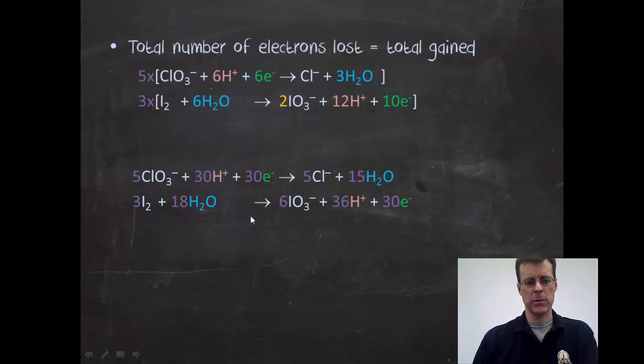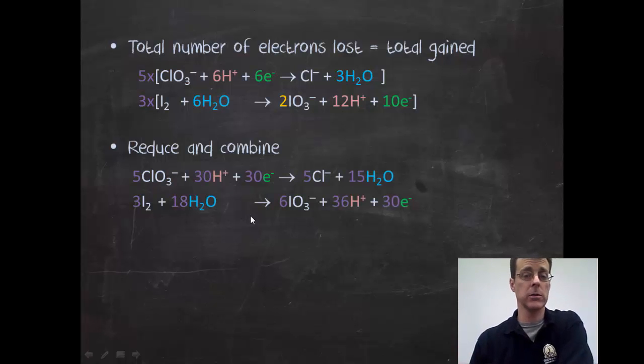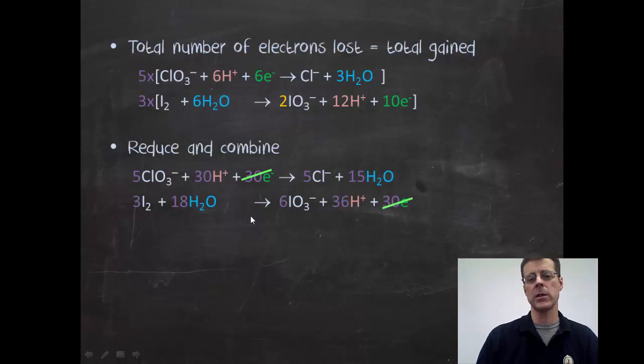Next step is to reduce and combine. So I'm bringing all of this stuff together and taking out some of the stuff where there's overlap. If it's on the reactant side and on the product side, I can at least partially cancel it out. So how's that work? Well, my 30 electrons and 30 electrons cancel out. Number of electrons gained on the top one equals number of electrons lost on the bottom one. That's the whole point.